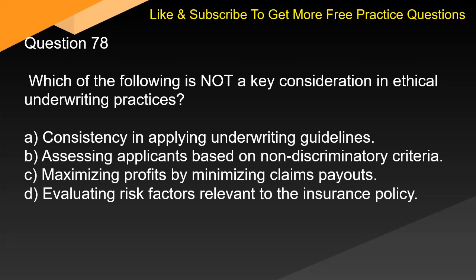Which of the following is not a key consideration in ethical underwriting practices? A. Consistency in applying underwriting guidelines. B. Assessing applicants based on non-discriminatory criteria. C. Maximizing profits by minimizing claims payouts. D. Evaluating risk factors relevant to the insurance policy.